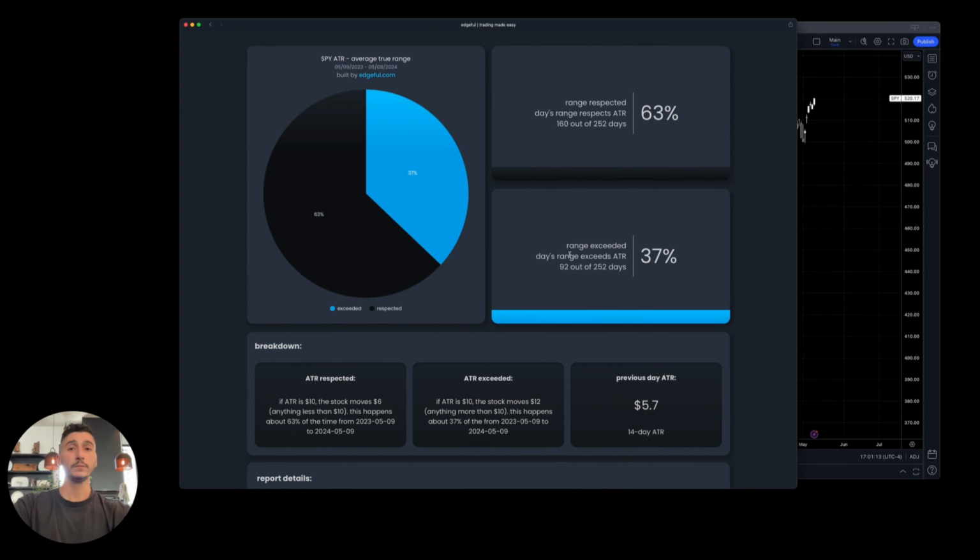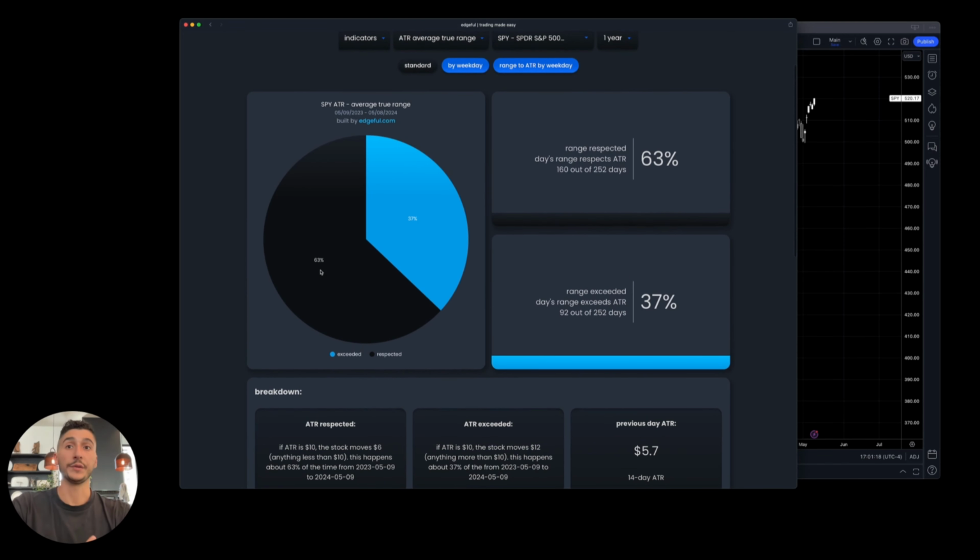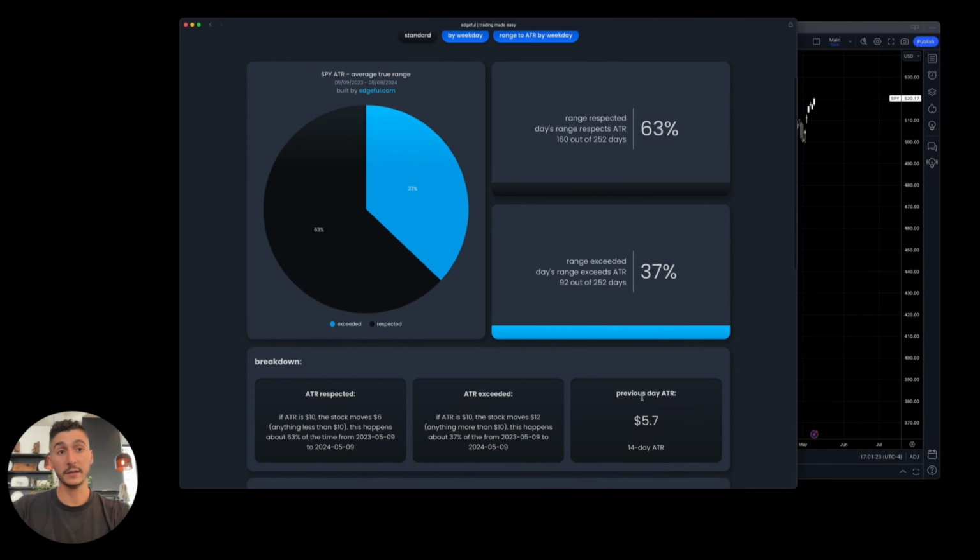So as an options trader, how do you use ATR and how do you use this report? What this report measures is how often price stays within the daily ATR from the high to the low, or how often it exceeds that daily ATR. Today, the 14-day ATR is $5.70. This is actually yesterday's, and this is always the one we use. We always use yesterday's ATR because it's set in stone, it doesn't change. Today's ATR we don't use because it changes throughout the day. So we always compare to yesterday's because it doesn't move.